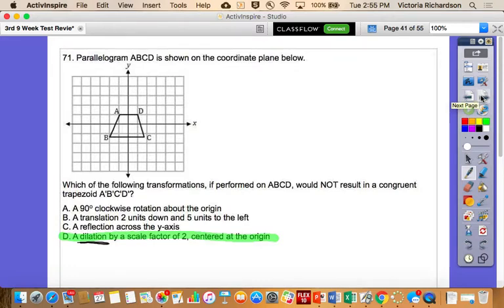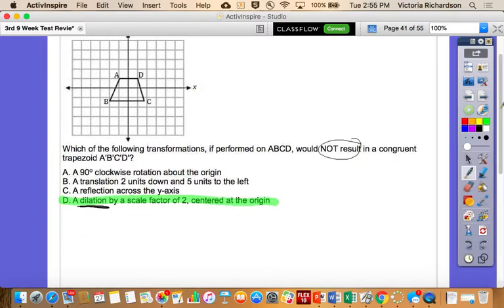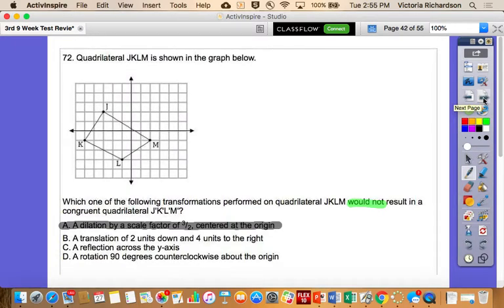71. We have parallelogram ABCD, and the transformation that would not result in a congruent trapezoid is a dilation by a scale factor of 2. So once again, if you have that dilation, your size is going to change. 72, quadrilateral JKLM. It says which of the following transformations performed on that quadrilateral would not result in congruence, and that is A, a dilation by a scale factor of 3/2. Anytime you have a dilation, it's not going to be congruent.